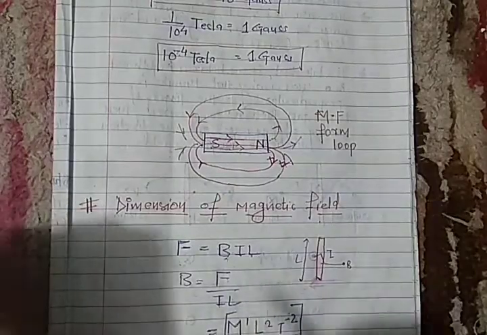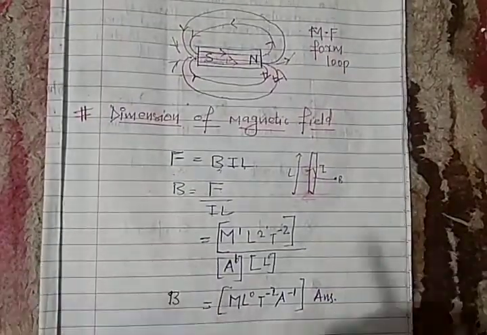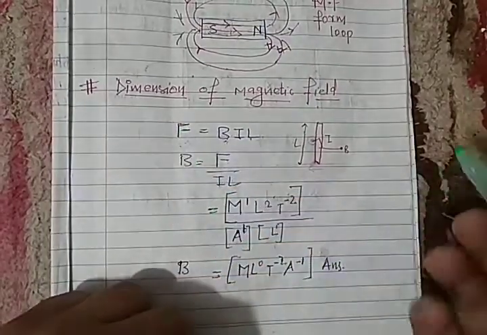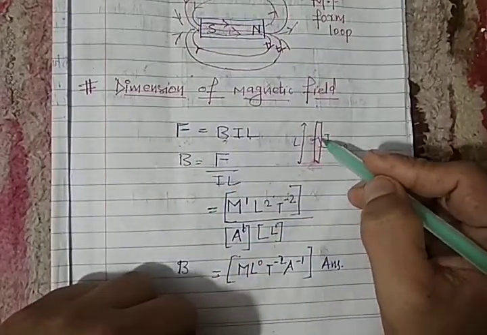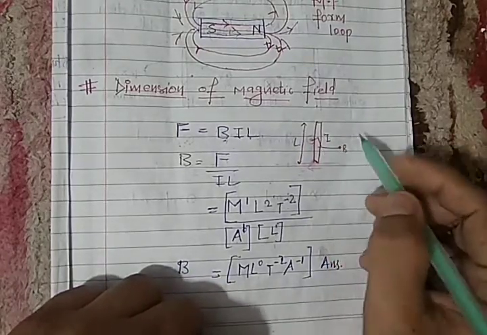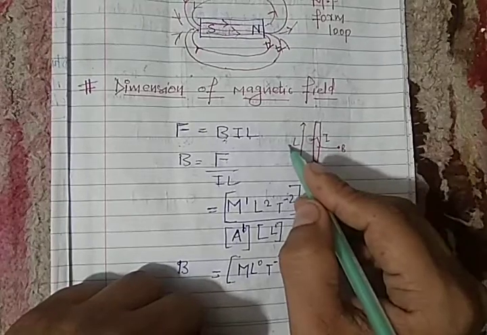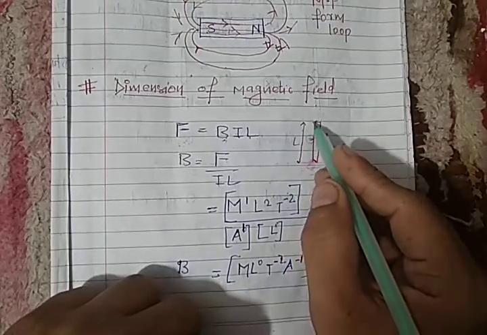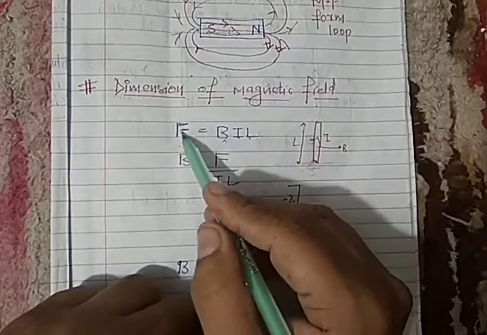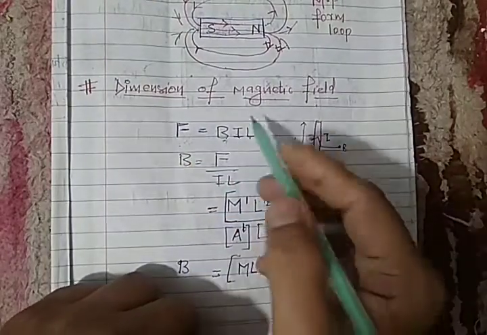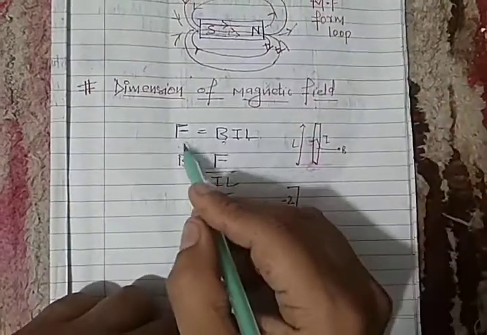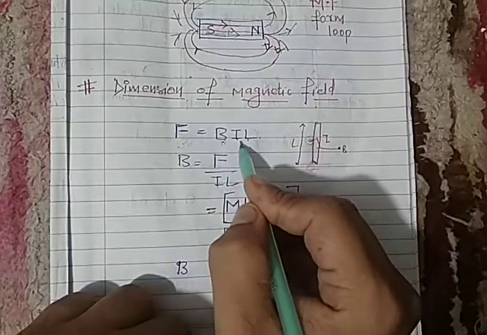Simple, very easy. Now let's move to the dimension of a magnetic field. What is the dimension of magnetic field? Suppose I have a current carrying wire, with current flowing I. The magnetic field is produced on the west side. This is south, this is north, so we can calculate the magnetic field here. The length of the wire is L. So we have a relation: F is equal to BIL. Don't worry if you are not able to understand, because we have a whole derivation of this. For now, just keep the formula in mind: F is equal to BIL, magnetic field, current, length.